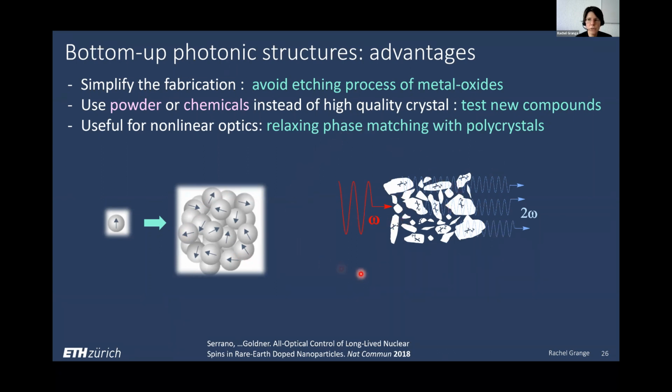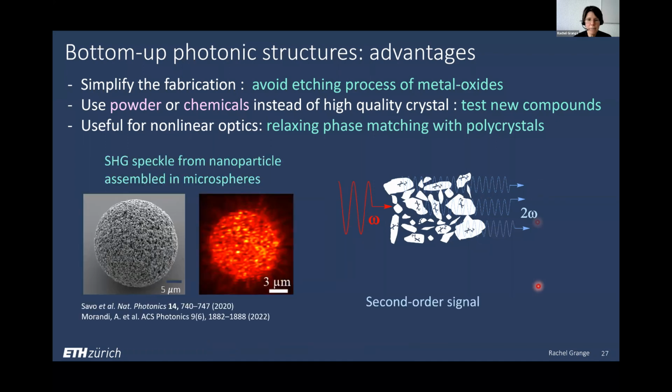And when the Chi2 orientation is totally random, when you apply light to this structure, the question is what happens to the second order signal? One maybe intuitive response would be that the second order signal should vanish, right? You have a structure made out of particles with totally randomly oriented crystal axes. But actually, this is not the case.